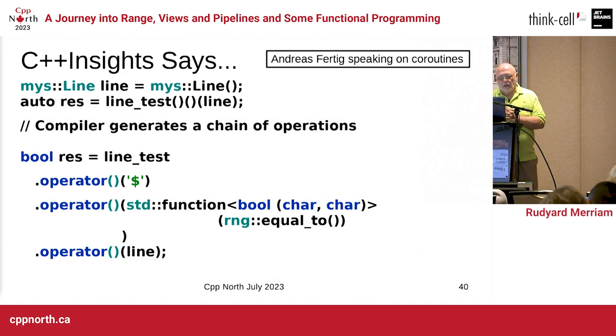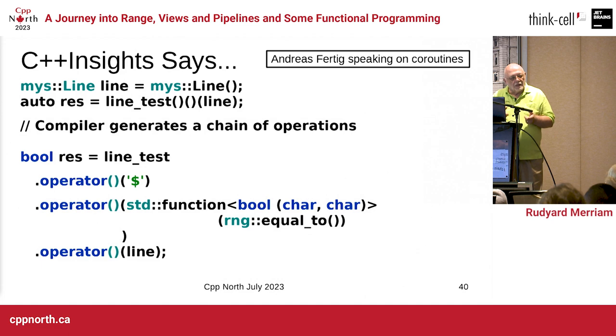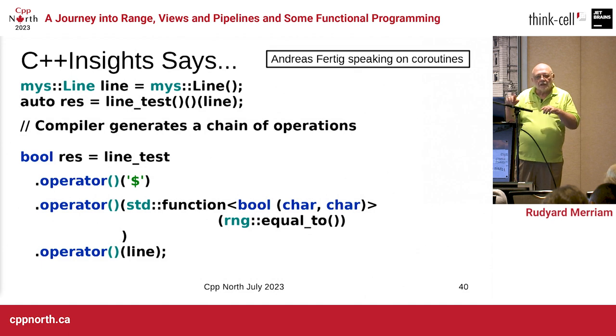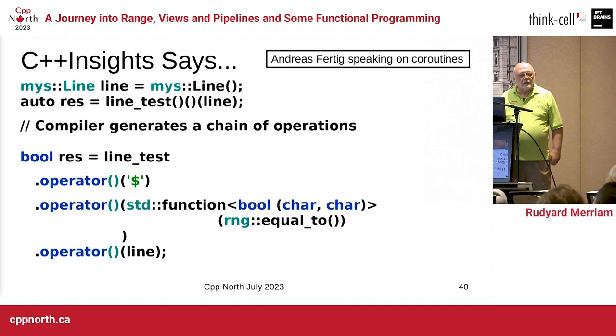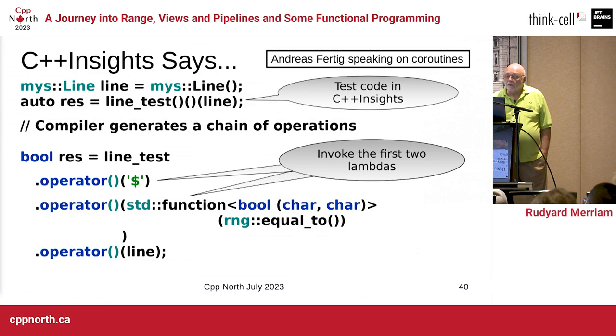So here's what the compiler generates. First of all, it creates a Boolean. Good, that's what we want, a Boolean output. It calls line test with the call operator, passing in the character. It chains to another call operator from the next lambda, which passes in the function that we want. And then finally, it chains to the operator where we actually pass in the line that's going to do the testing and return the Boolean value to the filter. I thought it was interesting how it all ties everything together.